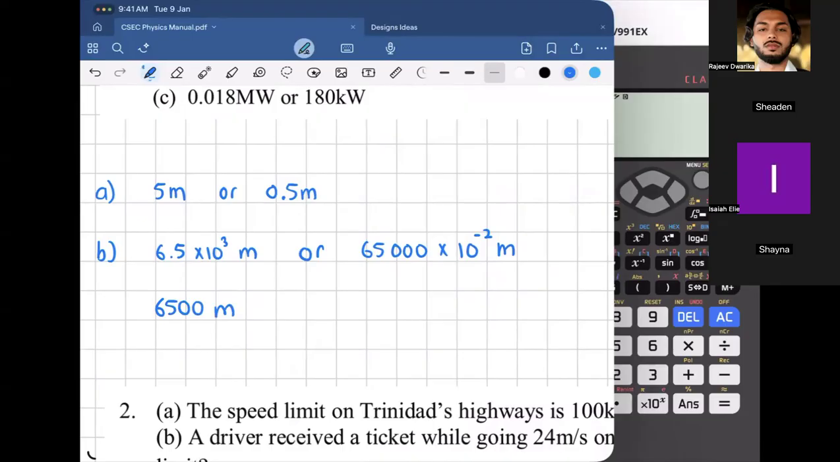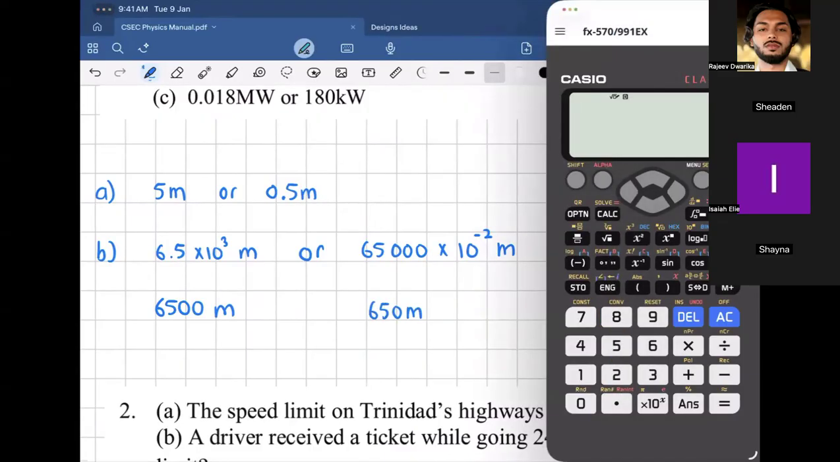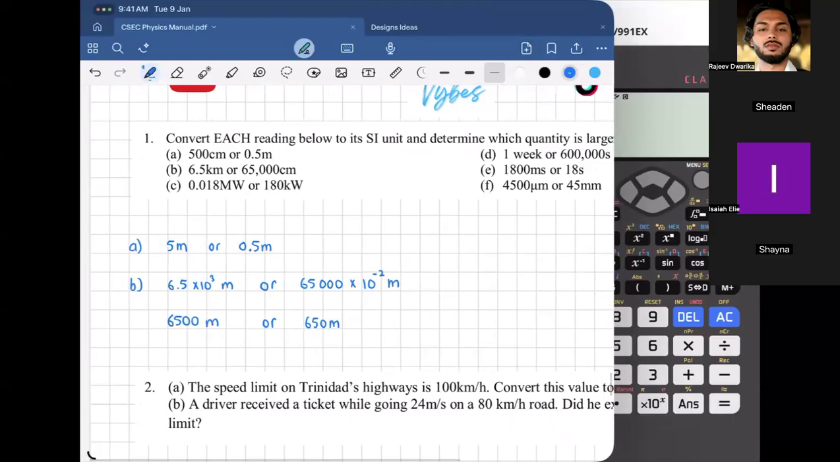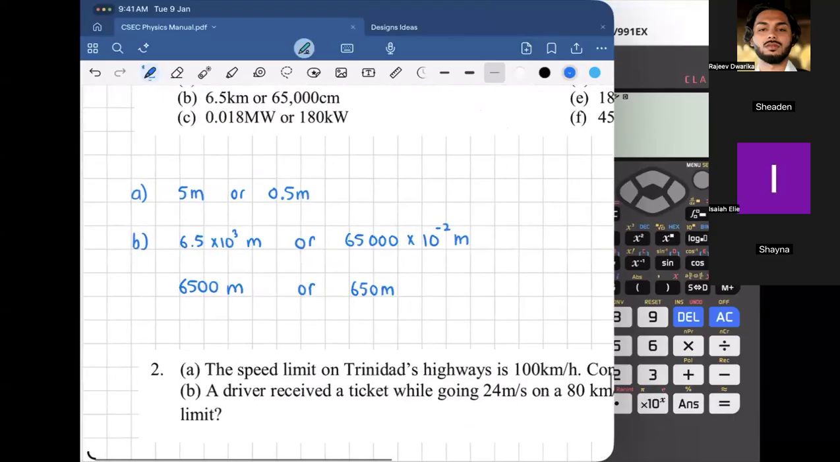We don't need a calculator. We just shift the decimal place 2 spaces, since it's to the power minus 2. We shift the decimal place 2 spaces to the left, correct. So that would be 650 meters. Did you get that? Yes, great. So which one is bigger? 6,500 meters, right.